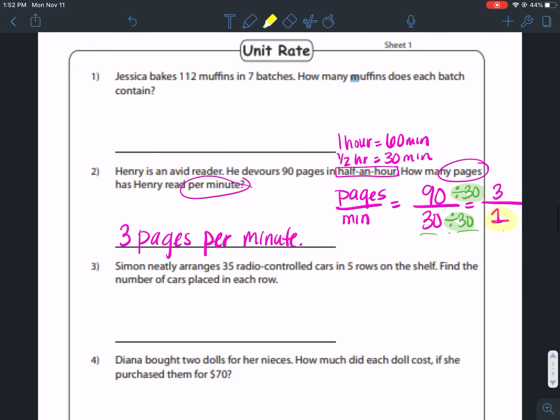So on the other ones, each batch. So I'm looking for those keywords. So I already know my 1 goes with my batches. This one over here, each row. So I already know my 1 is going to go with my rows, because I'm trying to figure out how much is just in 1 row, 1 batch, 1 minute. Okay, look for those keywords there.